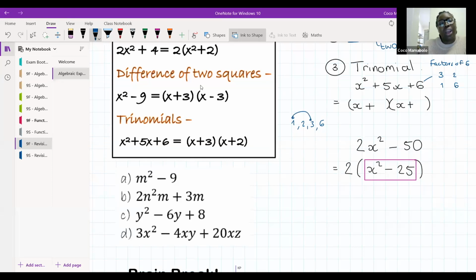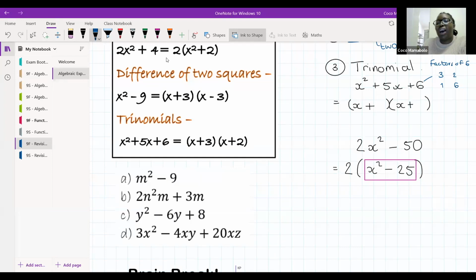Okay, because when I multiply them together, that doesn't give me 6. So I need to pair them together. I need to say to myself, which two numbers make up 6? 3 times 2 and 1 times 6. Okay, so make sure that you are pairing them.